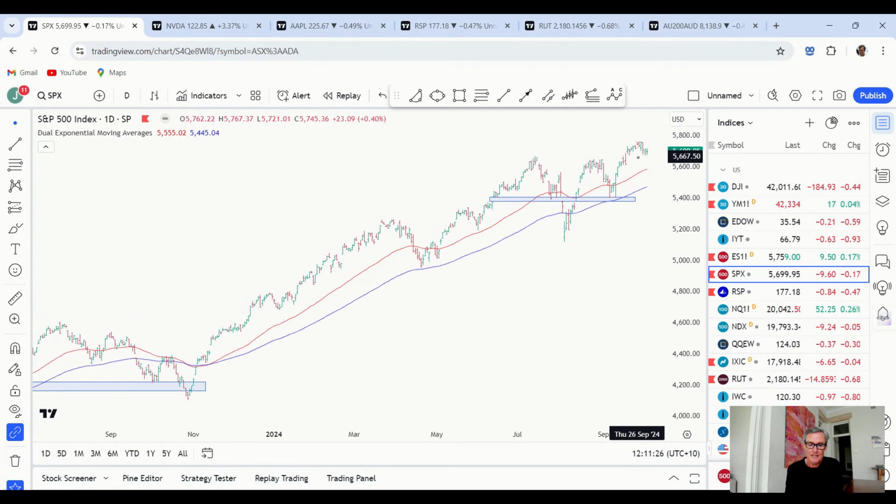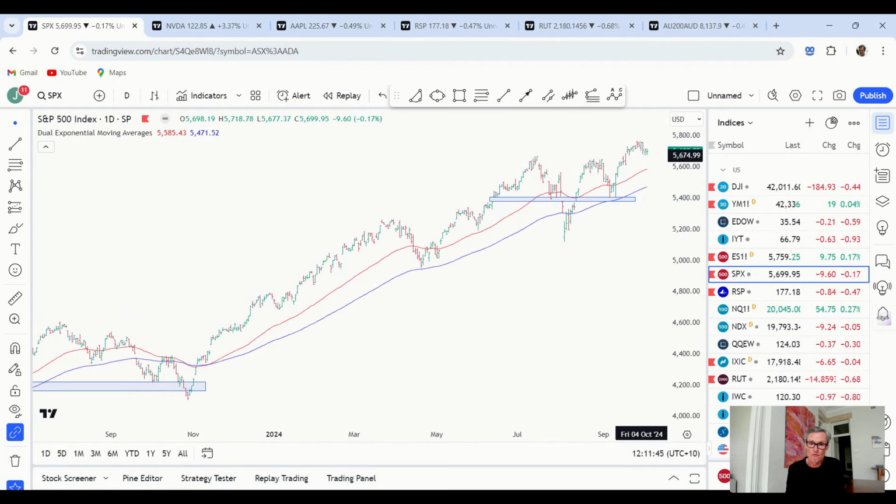Well, looking at this chart structure, we've still got these rising moving averages. I've got the 50-day, the 100-day moving averages. They're continuing to trend higher. Price is still above those moving averages. That is by definition what bullish price action is all about.